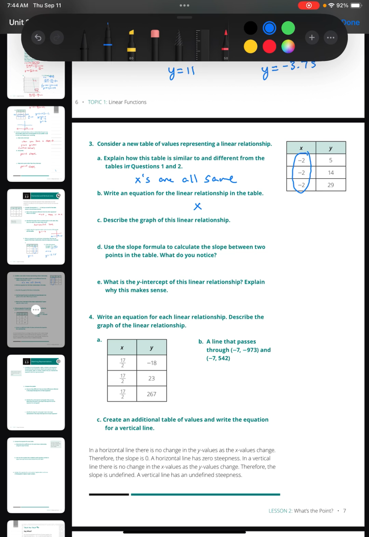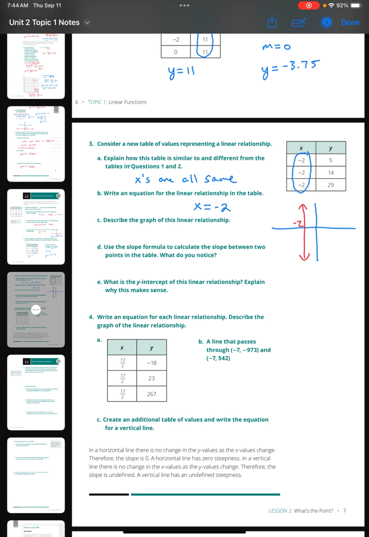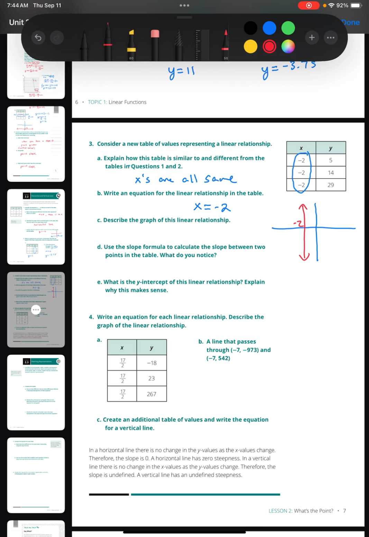This equation is going to be x equals -2. So what this is, we have a vertical line where the x value is always -2. Now, the slope of a vertical line is going to be undefined. C, we just described the graph, already drew that.